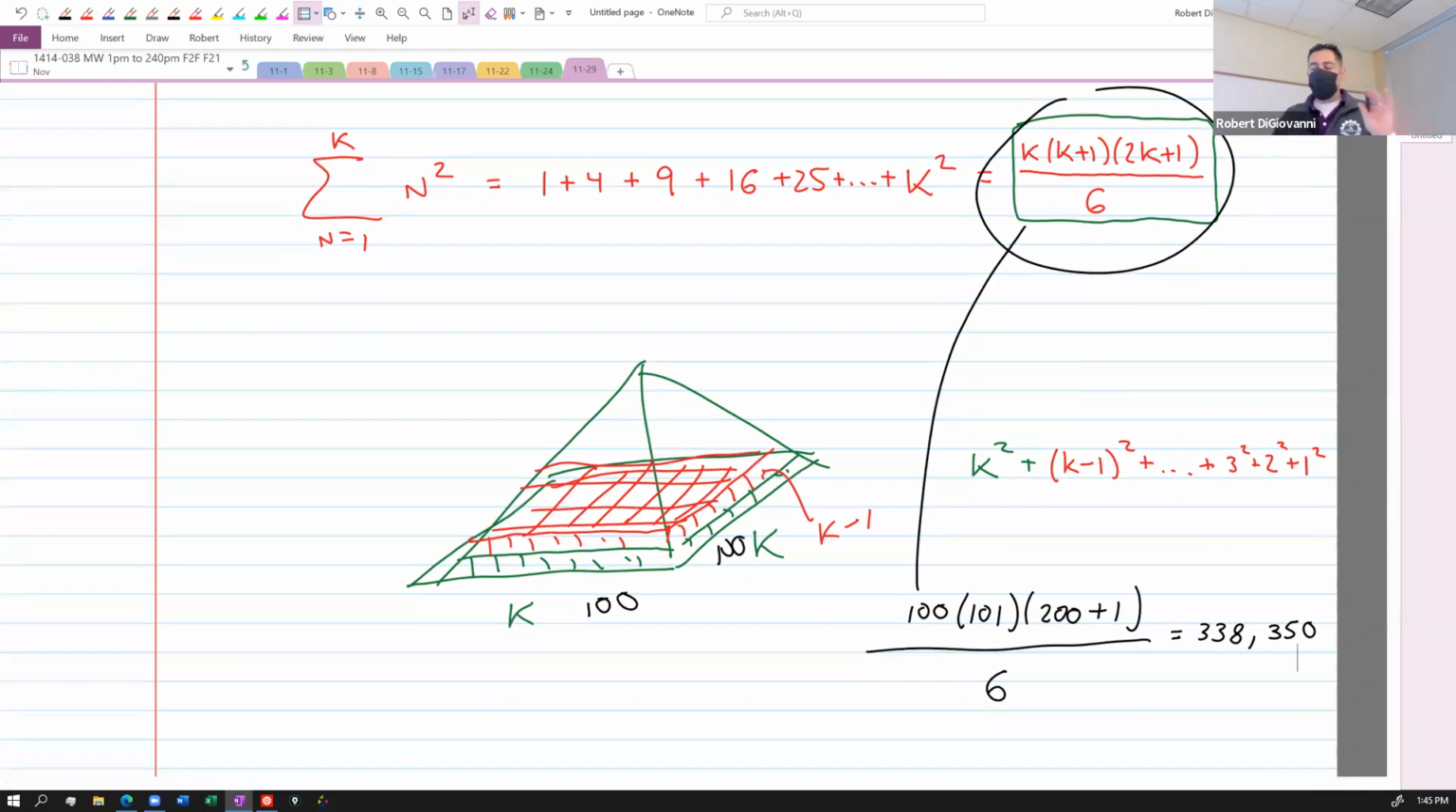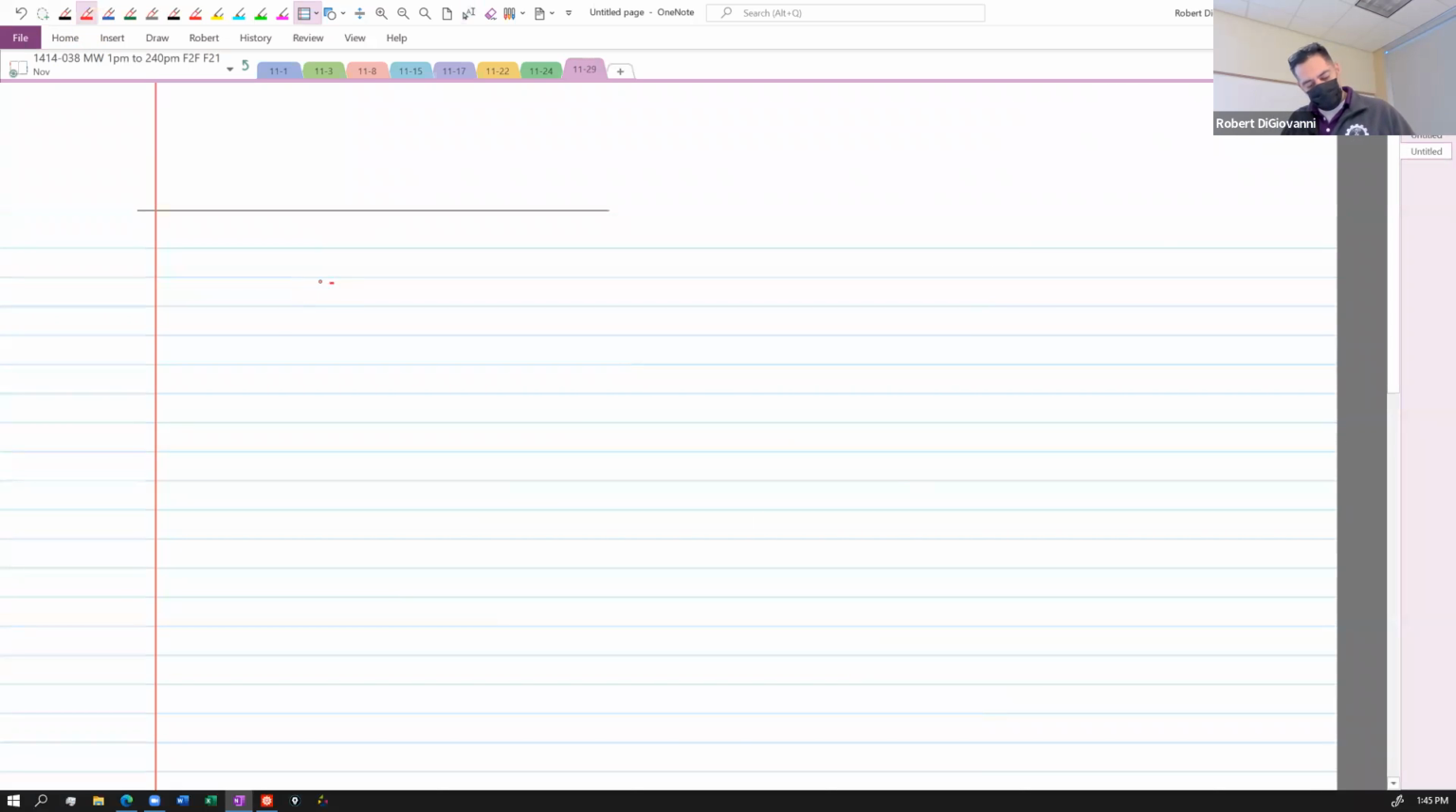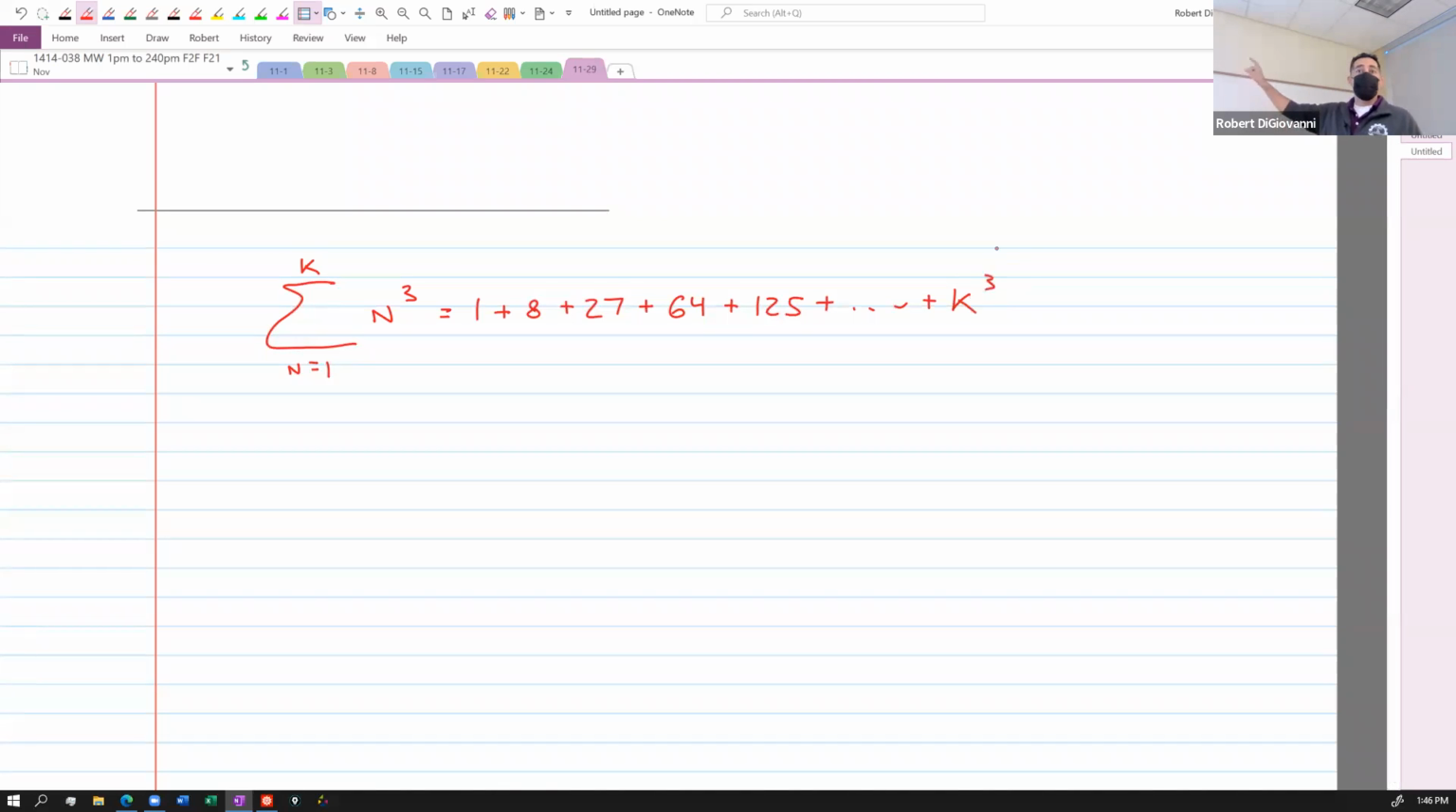And now we're going to look at our last special sum, and that is this one, the sum from n equals 1 to k of n cubed. So this will be, plug in 1, you get 1. You plug in 2, you get 8. Plug in 3, you get 27. 4, you get 64. 5, you get 125. And then this stuff's growing really fast, right? And you get down to the very end, and it's k cubed. That's the sum of the cubes.